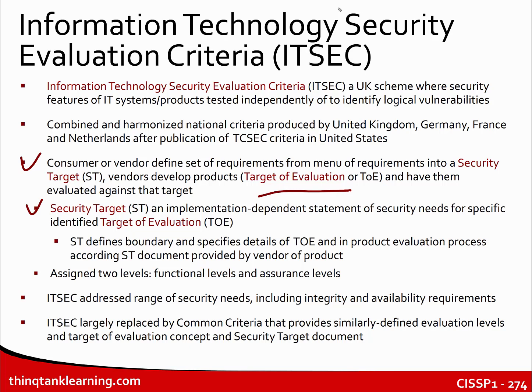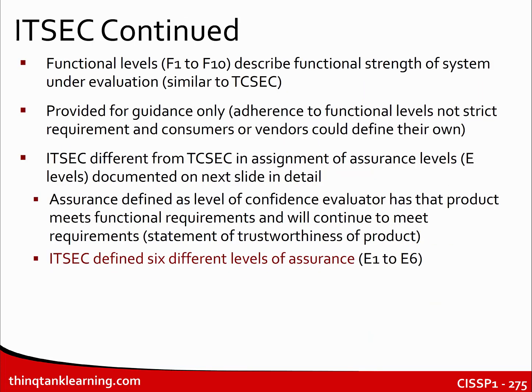All right. We assign two levels, functional levels and assurance levels. And we'll talk about those levels in a little bit. ITSEC addresses a range of security needs, including integrity and availability requirements. And as I mentioned previously, ITSEC has largely been replaced by Common Criteria, which is the same structure in the end. Okay.